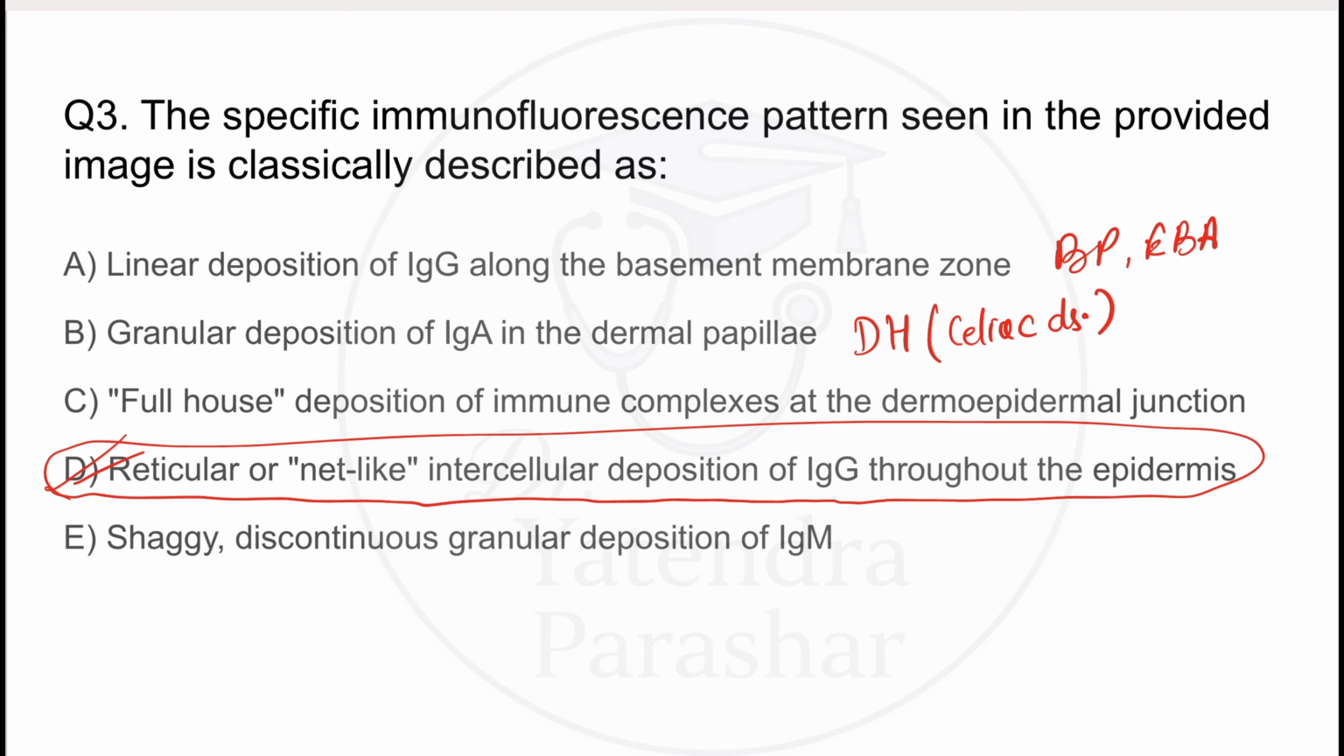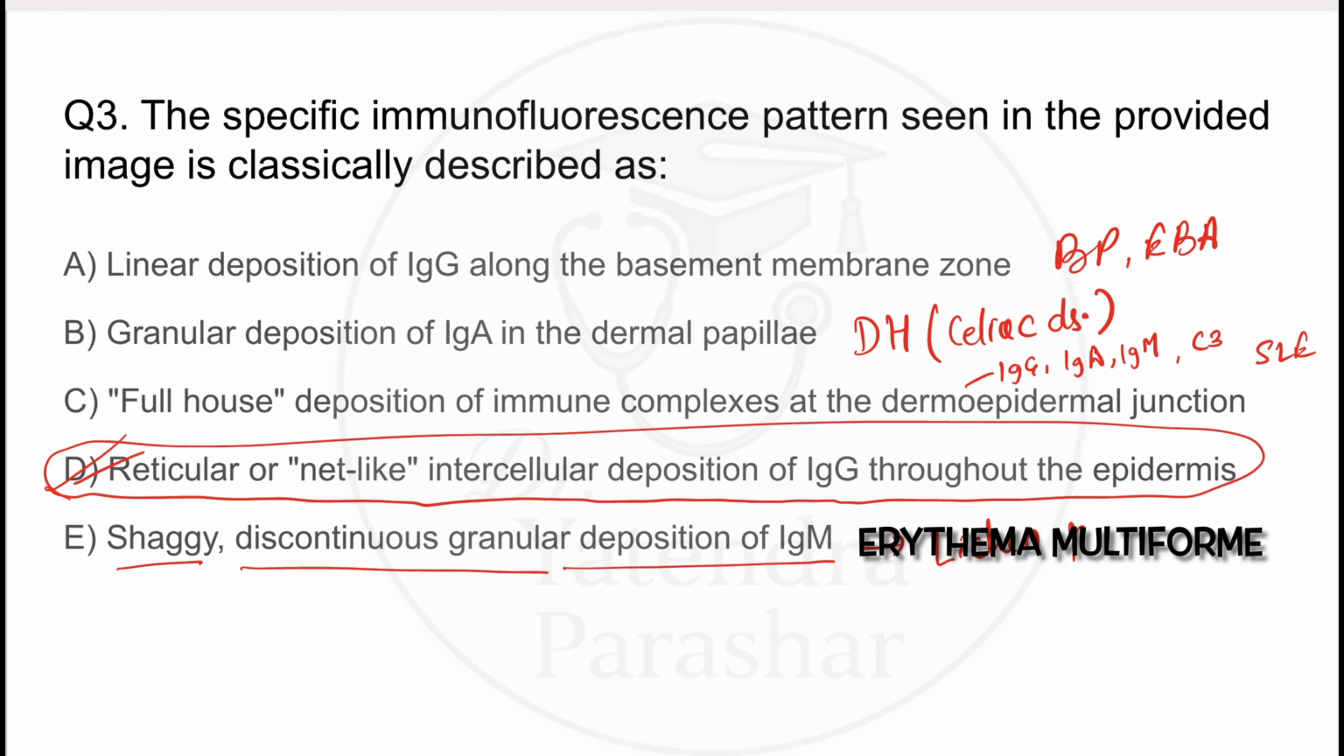Option C, full house deposition of immune complexes. Full house means the deposition of IgG, IgA, and IgM along with the complement C3 and its components. It is seen in cases of SLE, the skin manifestation of SLE. Option E, shaggy, discontinuous granular deposition of IgM. This is seen in cases of erythema multiforme.